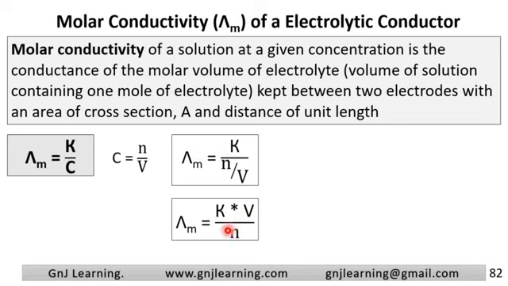If n is 1 mole, then you can write the equation as lambda m is equal to kappa into v. So v here is unit volume. So again, molar concentration is number of moles divided by volume. Volume means what? Length into breadth into height, that is, it is cube of length, so mole divided by length cube.